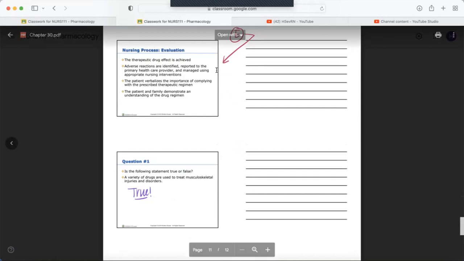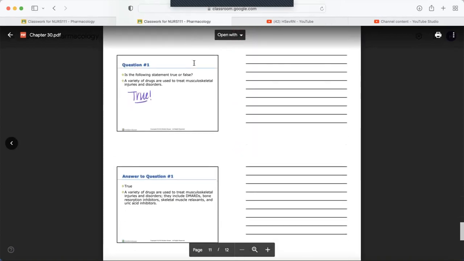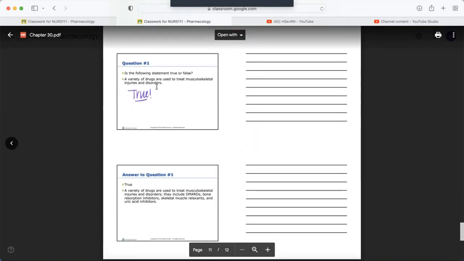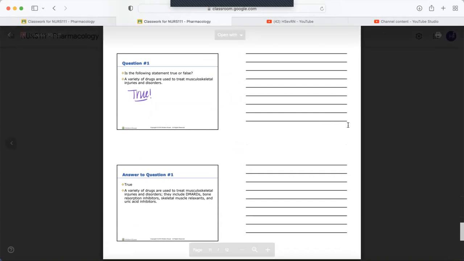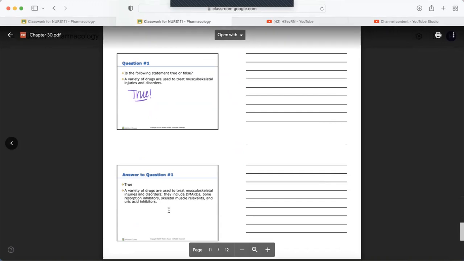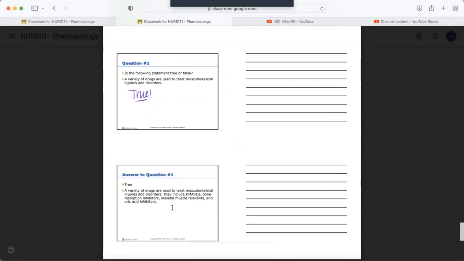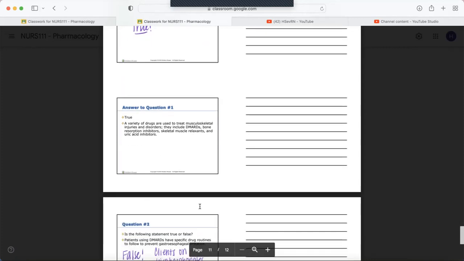Okay. Evaluation. Did the drug achieve what we wanted it to achieve? If so, we've accomplished our goal, right? Adverse reactions were mitigated or managed. The patient was able to verbalize the importance of compliance. They complied, they understood. Okay, a couple of questions. A variety of drugs are used to treat musculoskeletal injuries and disorders. True or false? Well, that's true. We just learned about 4, right? And that's just a few of them. So we talked about DMARDs, bone reabsorption inhibitors, uric acid inhibitors, and then the acute one, skeletal muscle relaxants.